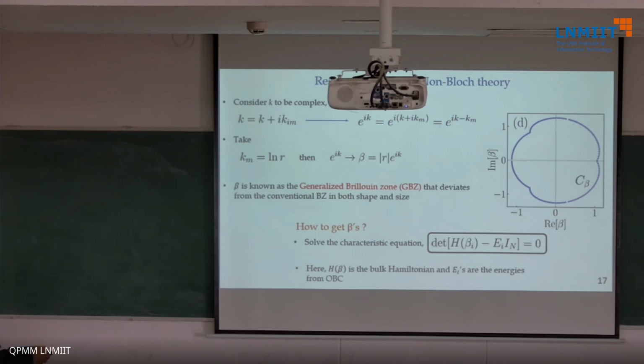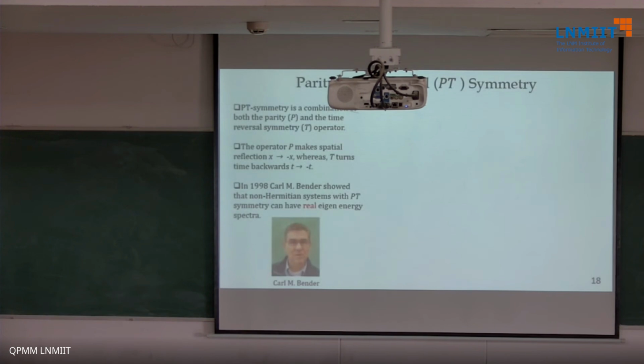Now you see that the Brillouin zone is not a nicely regular shaped object. Rather, it has cusps, and in this case it's greater than 1. In general, for a Hermitian case, it is just equal to 1, so it's one circle, and it's not like a cusp. So these are called non-Bloch theory.